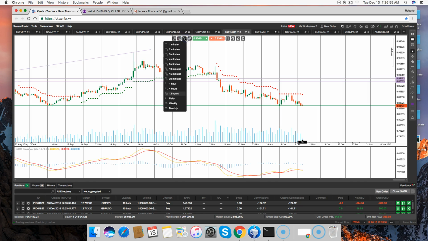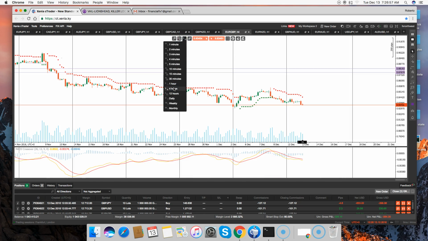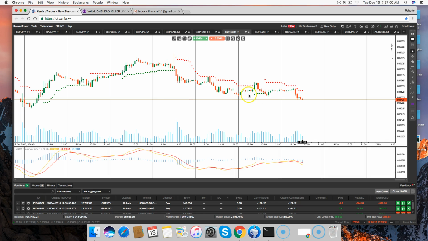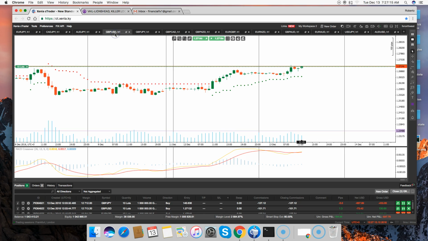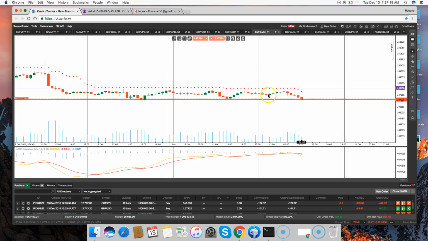So this is extremely important, because if you don't look at other currency pairs, you don't have enough information to determine what direction, how strong or weak a currency is. So I've got several pairs open. I've got pound yen, pound dollar, euro New Zealand. Again, New Zealand is strong against the euro.